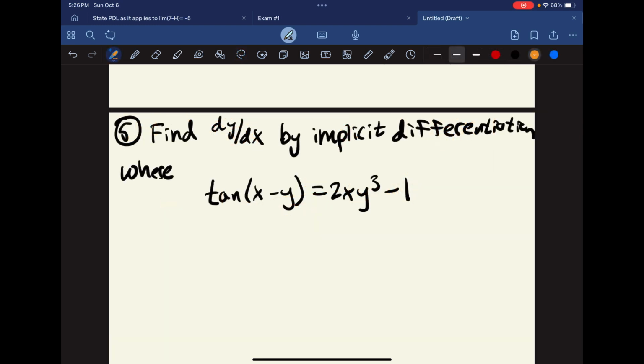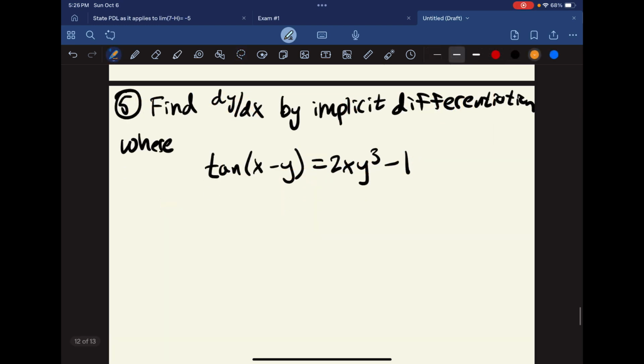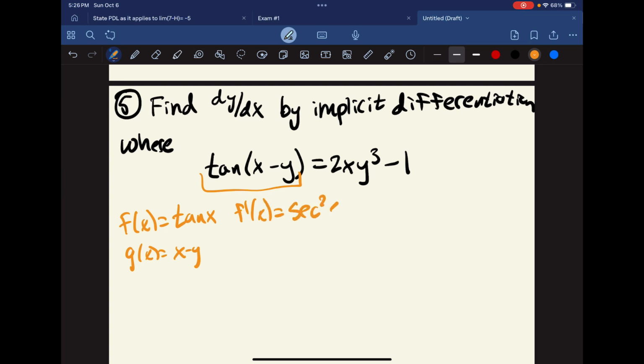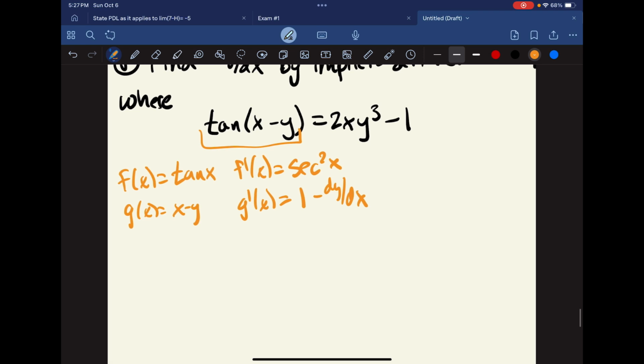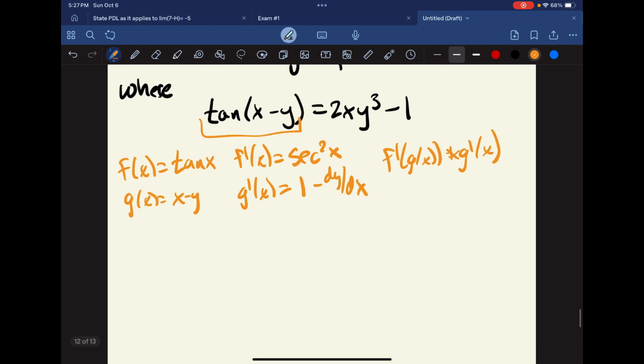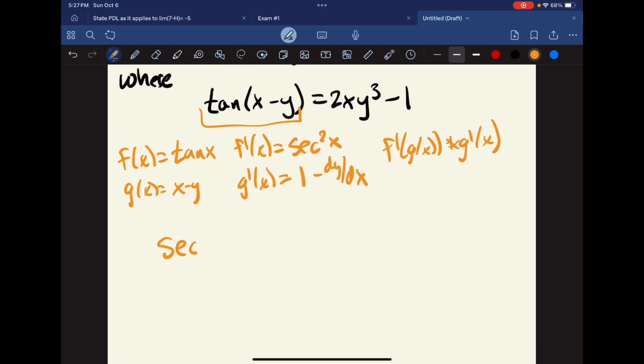And then just combining together a chain rule and a product rule. So this first term here would be a chain rule. We would get our outside function, which would be tangent of x. Our inside function would be x minus y. The derivative of tangent is secant squared. And then the derivative of x minus y would be 1 minus dy/dx. Then we plug this into the chain rule formula, f prime of g of x times g prime of x. So that would be secant squared of x minus y times 1 minus dy/dx.